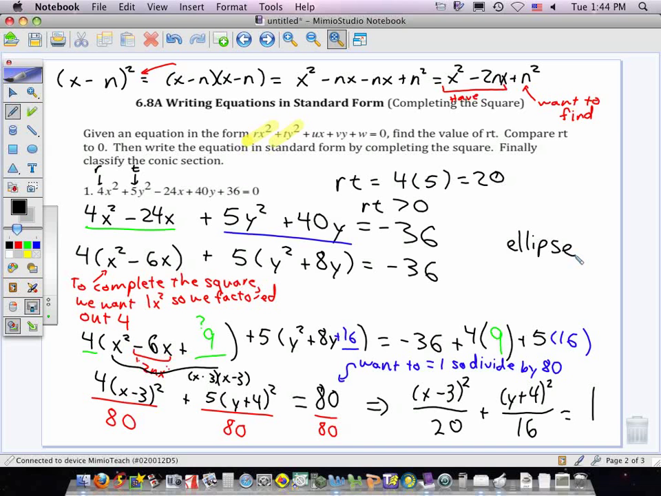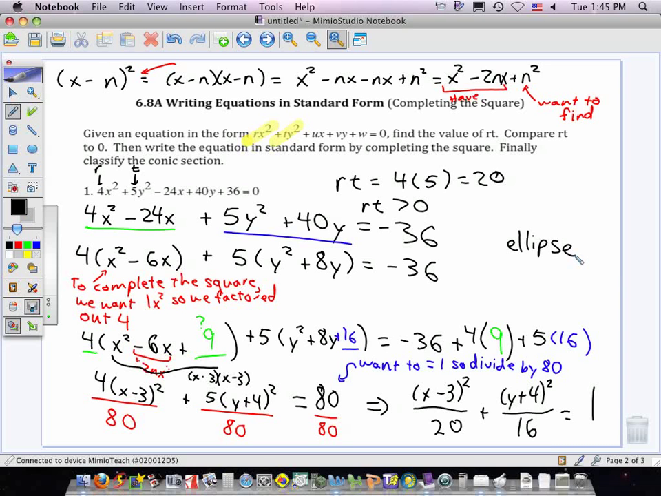The nice thing is, by looking at this, you can tell the center's 3, negative 4. And then along the x, you're going to go from 3, negative 4, left and right, the square root of 20 spaces to get your vertices in this case. And then from 3, negative 4, you're going to go up and down 4 to get your co-vertices, and you could get your graph.